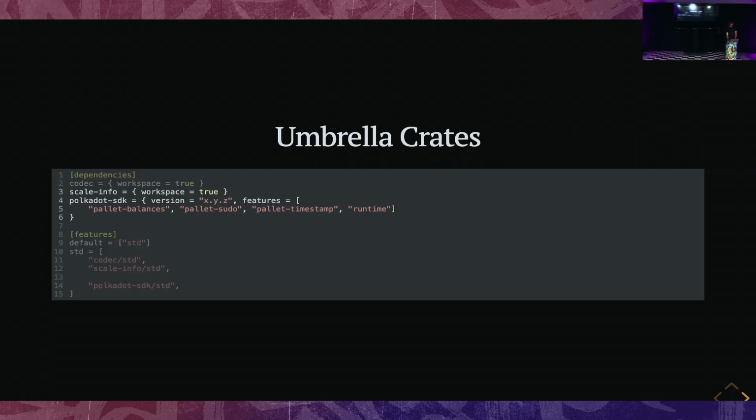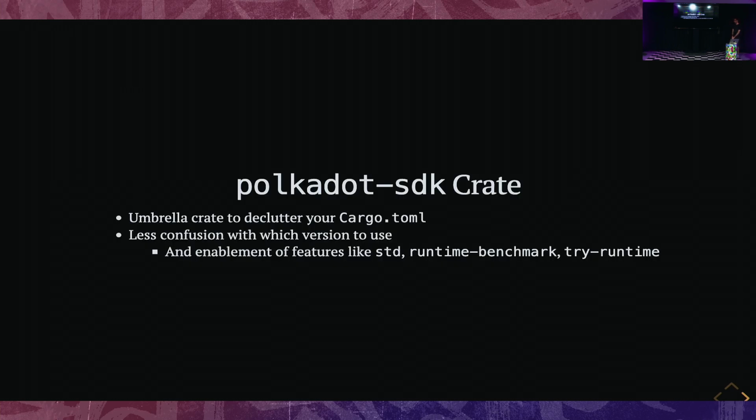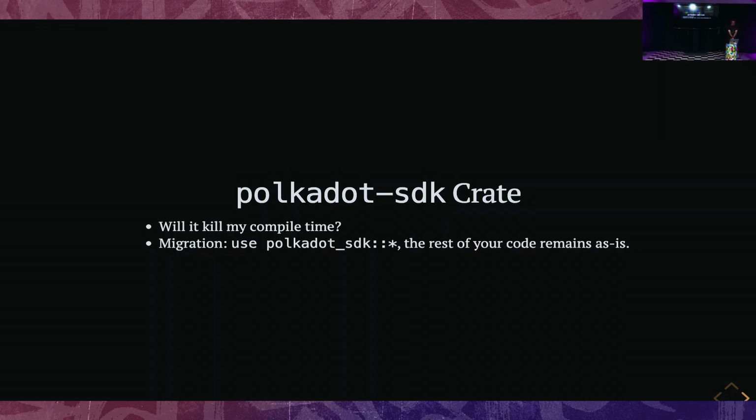So now this is way less likely to happen with features like std, runtime-benchmarks or try-runtime. So enabling and playing with features also becomes simpler. One question here is: is this going to kill my compile time?